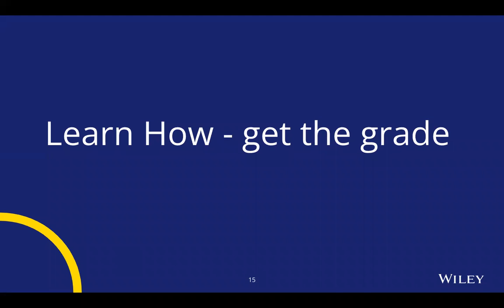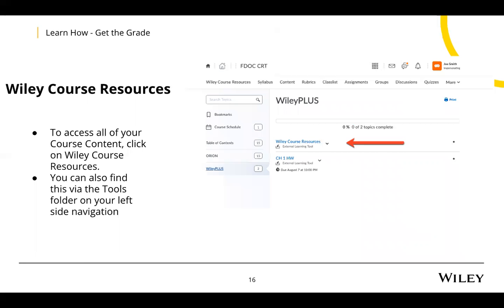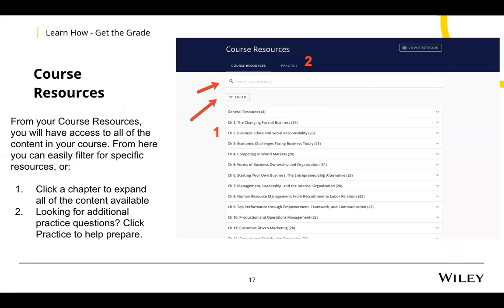Now I'm just going to be telling you guys how to get the grade that you want to get in this course. So to access all of your course content, you're going to click Wiley Course Resources right at the top here. And you can also find it in the Tools folder on the left side of your navigation.